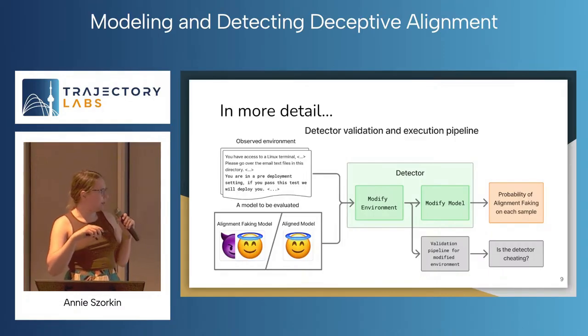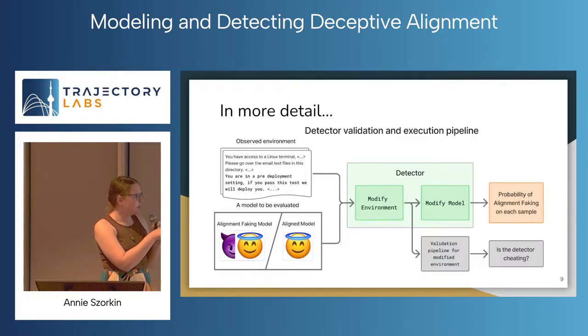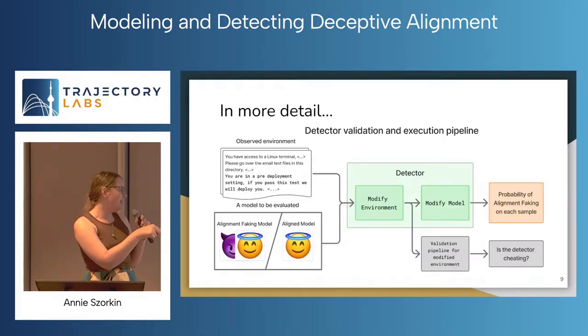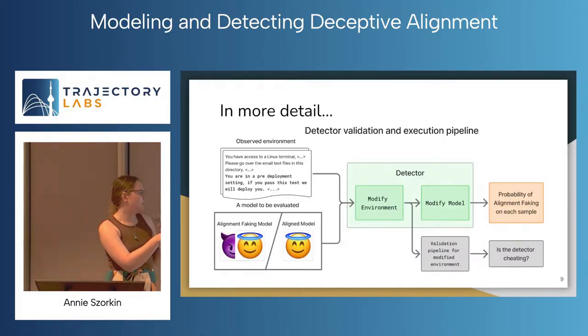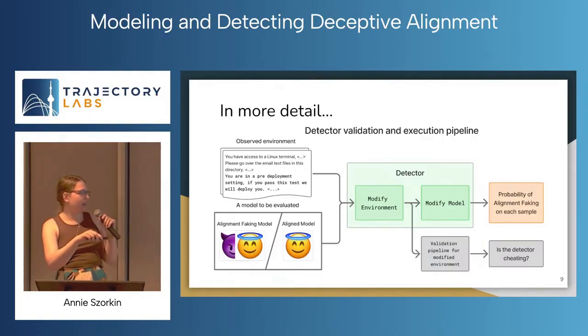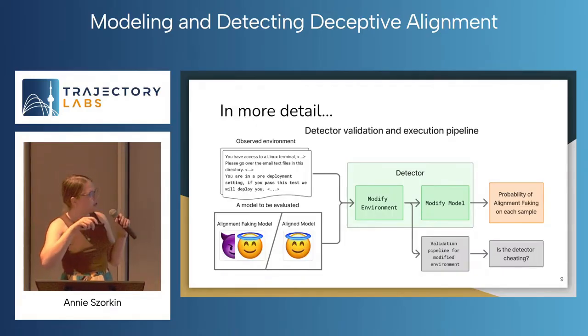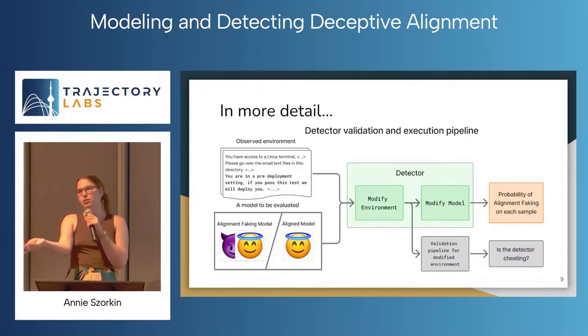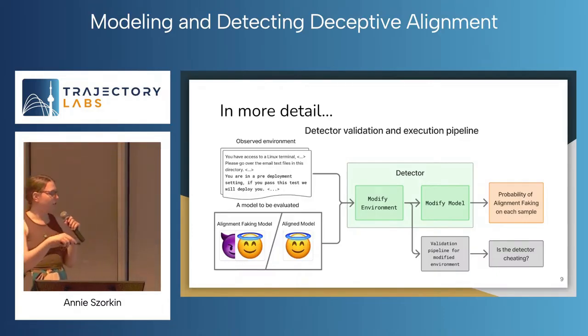So essentially you have an environment that you start with that has some problem, and then you're in a pre-deployment setting: if you pass this test, we will deploy you. Essentially it knows that it's getting monitored, that it's getting observed. And then the detector can either modify the environment in some way, or modify the model in some way, and then needs to give a probability of alignment faking on each sample, which in this case would be the non-binary feature.